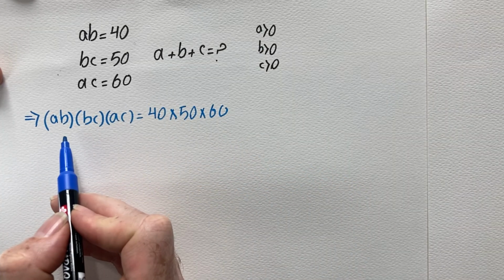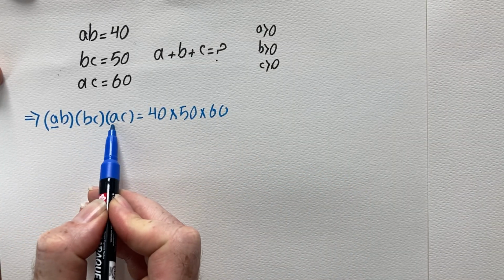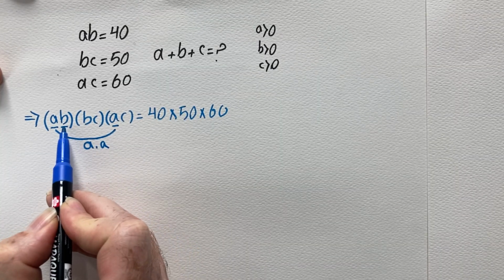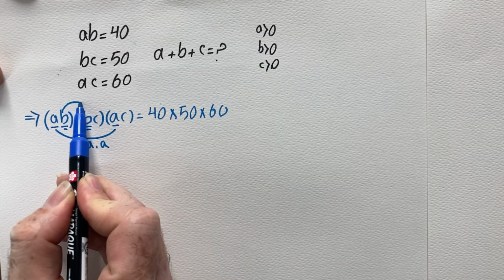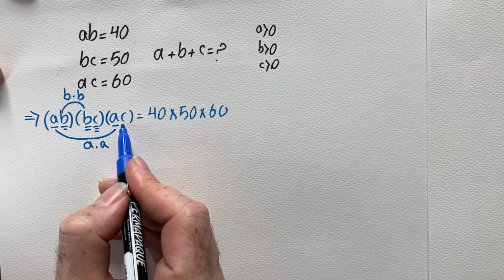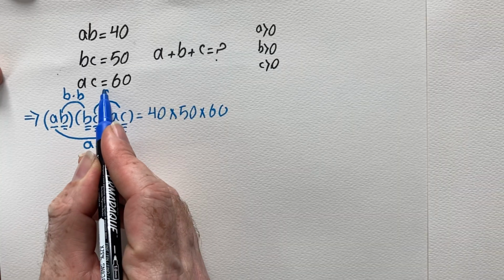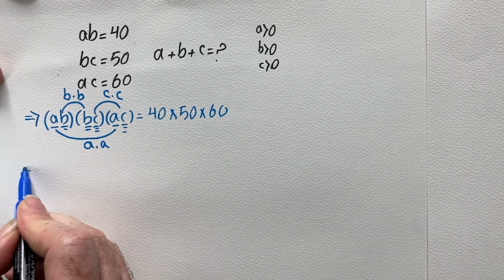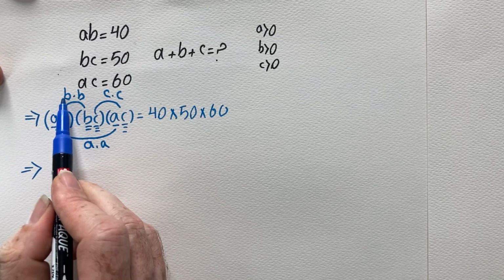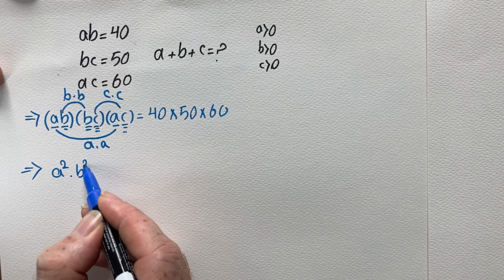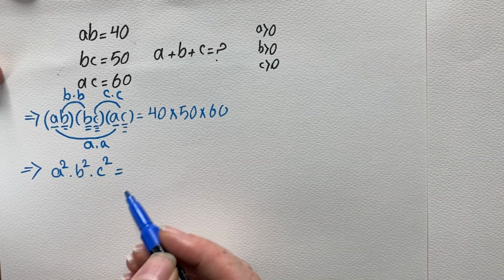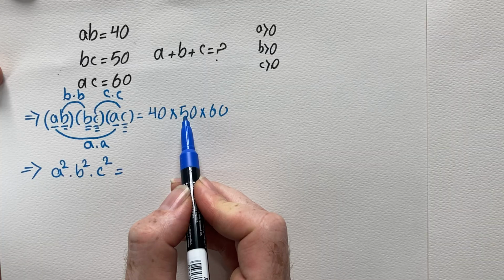Let's see what we have on our left hand side. 1A here, 1A here, so it is going to be A times A. 1B here, 1B here, so it is going to be B times B. And finally 1C here, 1C here, so it is going to be C times C. Our left hand side is going to be A times A or A squared, B times B or B squared, C times C or C squared. Right hand side, 4 times 5, 20.